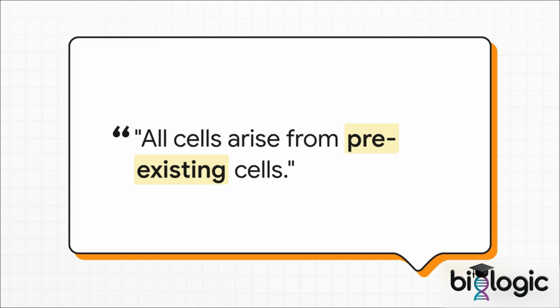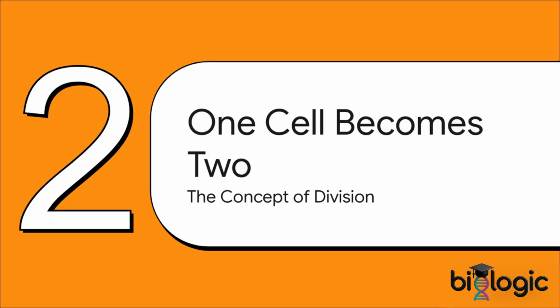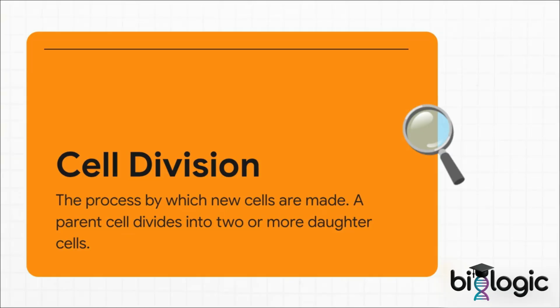Which, of course, leads to the big question, how? How does one cell make another? Well, the answer is this incredible process called cell division. It's where one parent cell just splits, creating new daughter cells. It's how life, at its most fundamental level, makes more of itself. And this isn't some chaotic, random event. Oh no, it's a highly organized, step-by-step process we call the cell cycle.